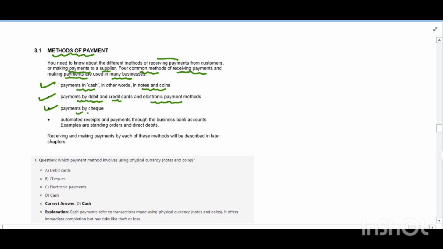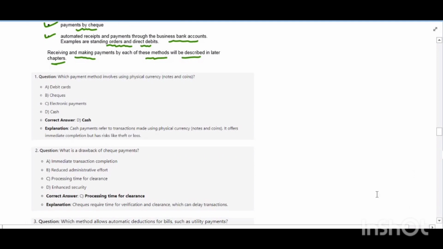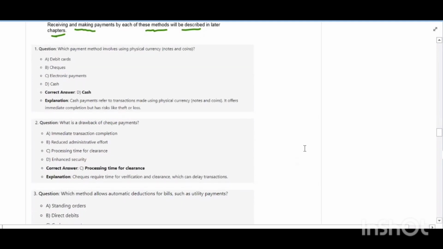The third one is payment by check. The fourth one is automated receipt and payment through business bank account, for example standing order and direct debit. Receiving and making payment for these terms will be described in a later chapter, so we will discuss this very well later. Okay, now let's move on. We have to discuss some MCQs.